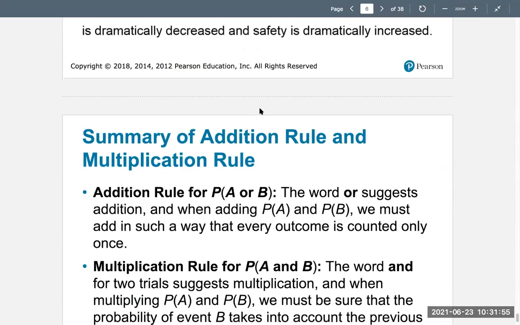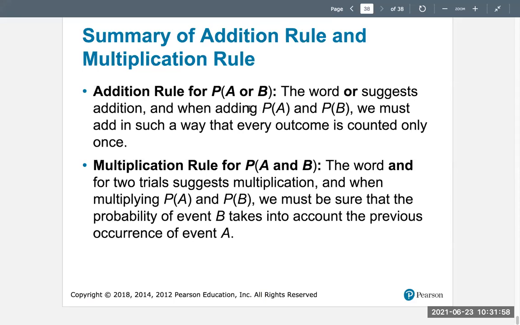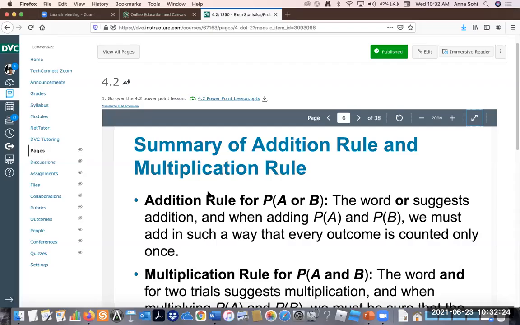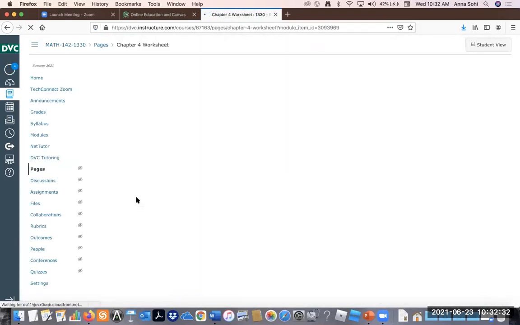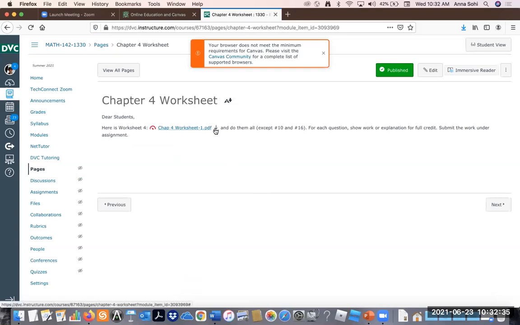So that's about and. Then for the addition rule, if we had or, we would add. So let's just do one example with or as well. Let's go to the textbook and pick an example with or. We did multiplication with and, but let's do some with or. And let's pick some from the worksheet, in fact. Let's go to the worksheet of chapter 4, modules. Worksheets are always toward the end. It's a PDF.